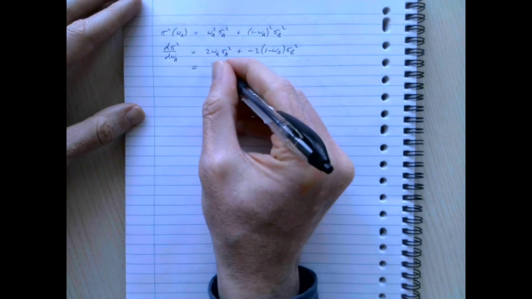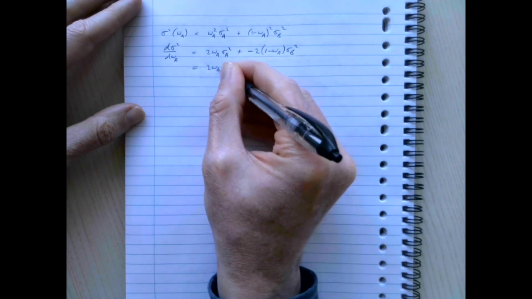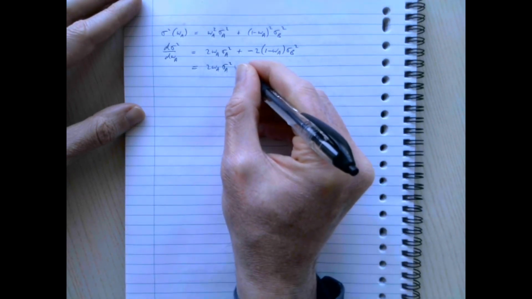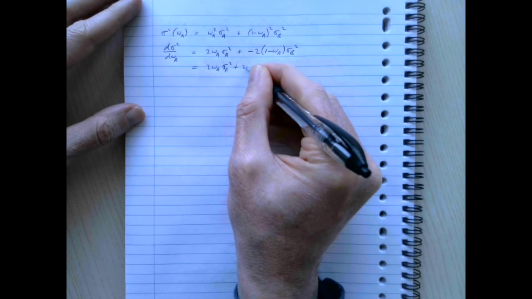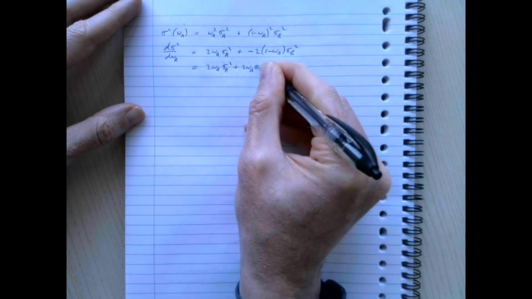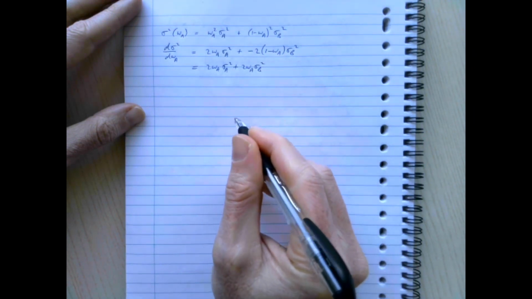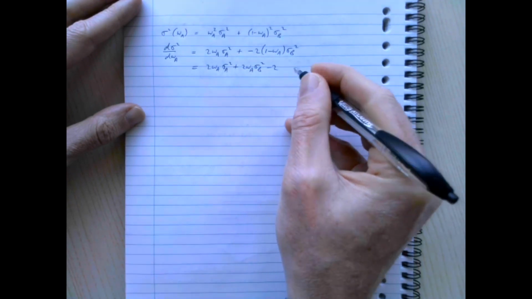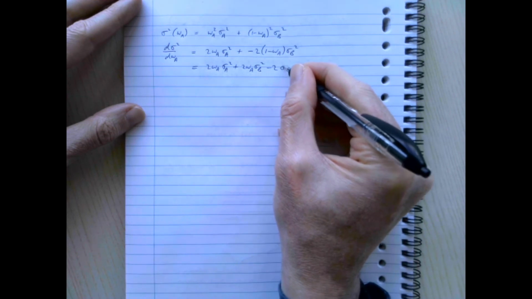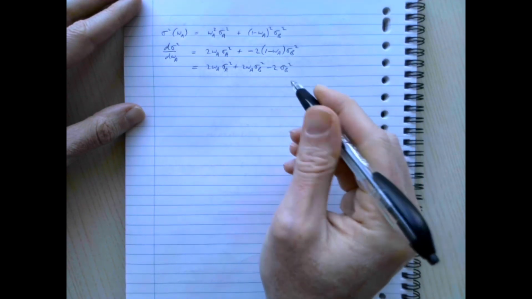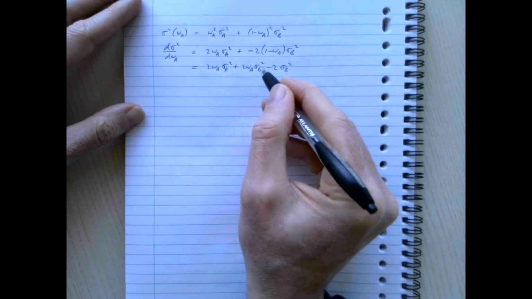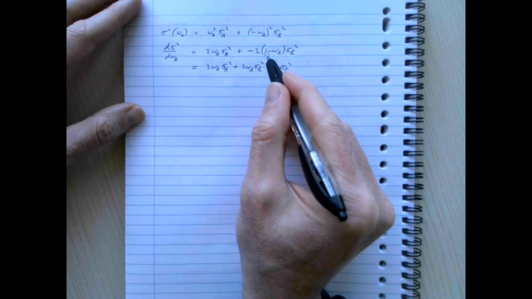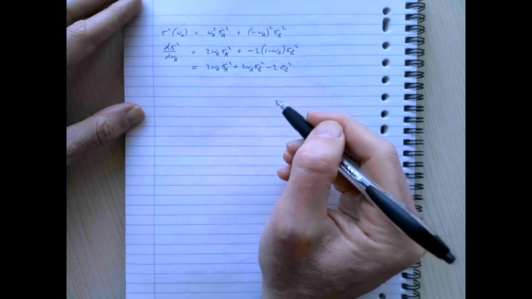So let's rewrite it a bit. So we get 2WA sigma A squared plus 2WA sigma B squared minus 2 times 1 minus 2 times sigma B squared, right? So the minus 2 times minus WA gives me the plus 2WA times sigma B squared, and the minus 2 times 1 gives me the minus 2 times sigma B squared.